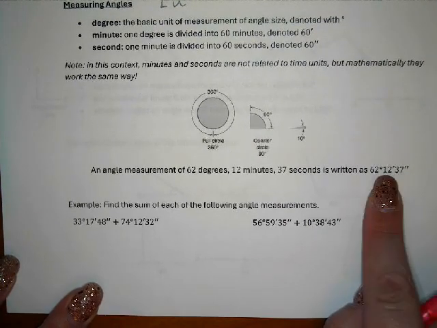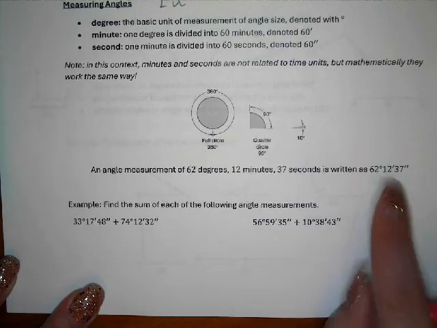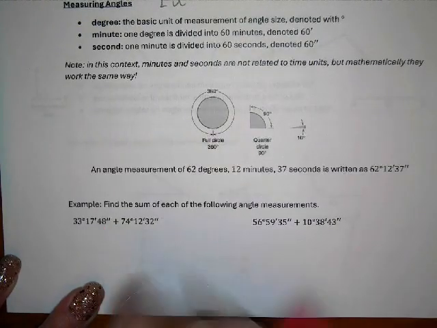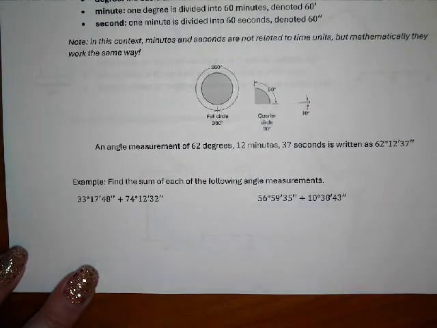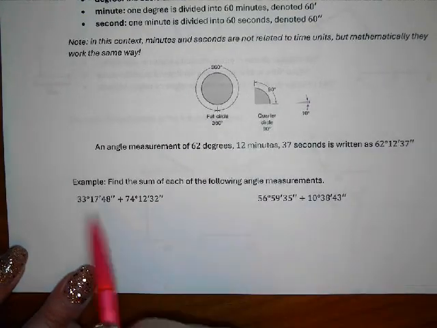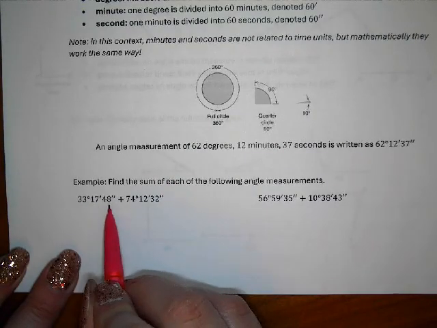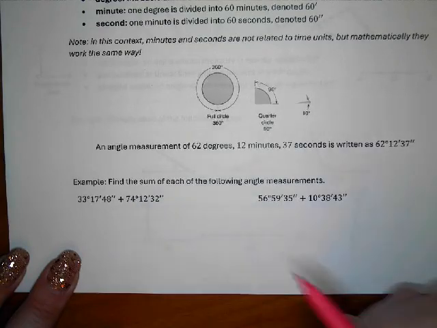If you weren't being this precise with it, you could say a little bit more than 62 degrees. That angle is a little bit bigger than 62 degrees. All right, so here they ask you to find the sum of a couple different angle measurements. They're asking you to add them together. So here, 33 degrees, 17 minutes, 48 seconds added to an angle that is 74 degrees, 12 minutes, 32 seconds.